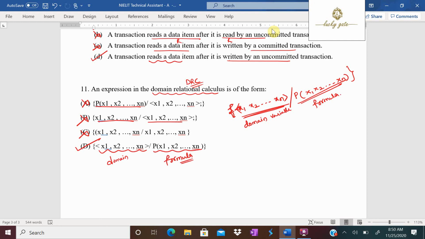These are the 11 questions asked in the NIELIT Scientist A exam paper.